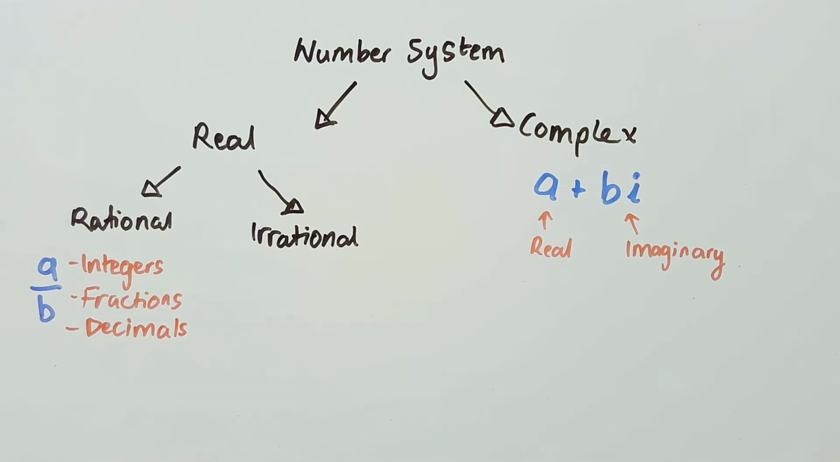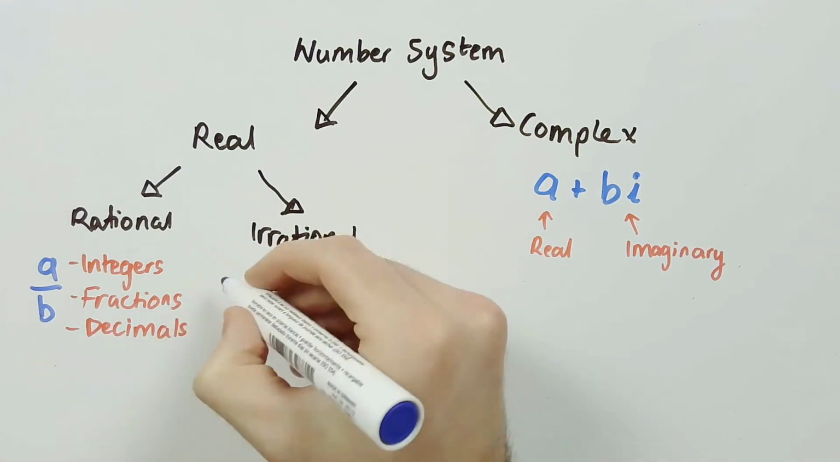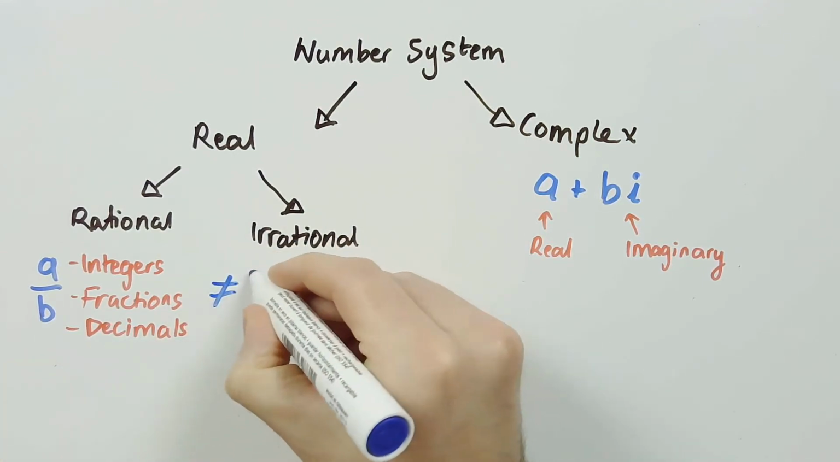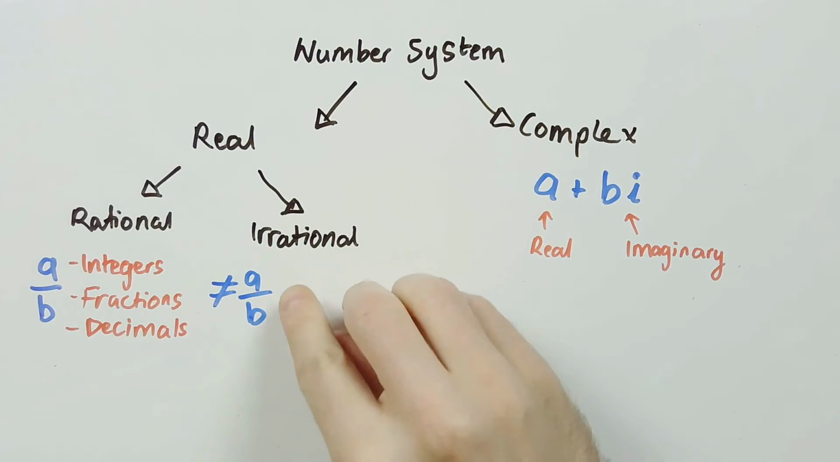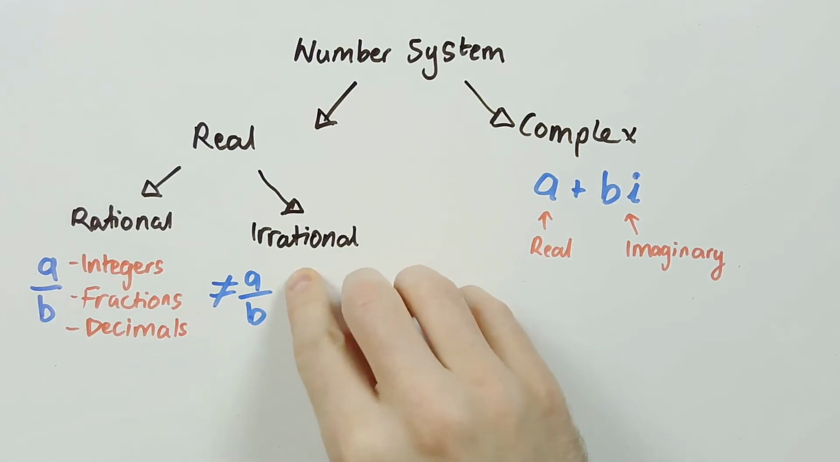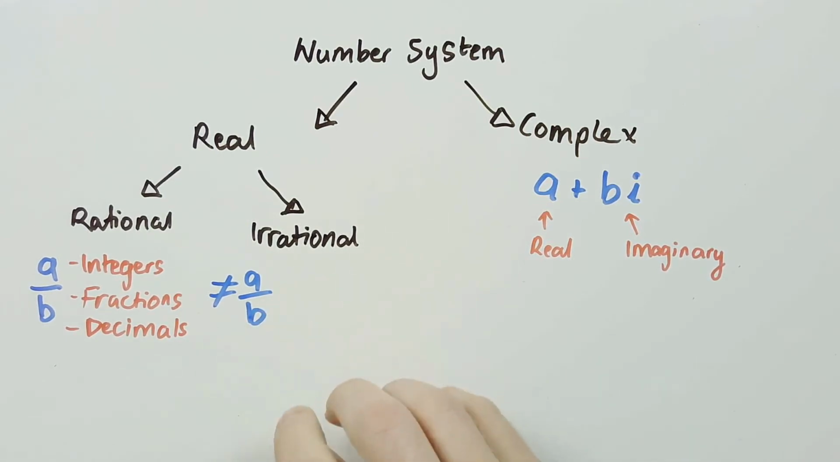Then we've got irrational numbers, and as you can probably guess, irrational numbers cannot be represented in the form a over b. And what do I mean by this? I mean that there's no number you can put in the numerator and denominator that accurately represents the irrational number. Now, this might seem like a bit of a foreign concept at this stage, but the more you study mathematics, you'll quickly realize that it's actually fairly common. There are a lot of irrational numbers.